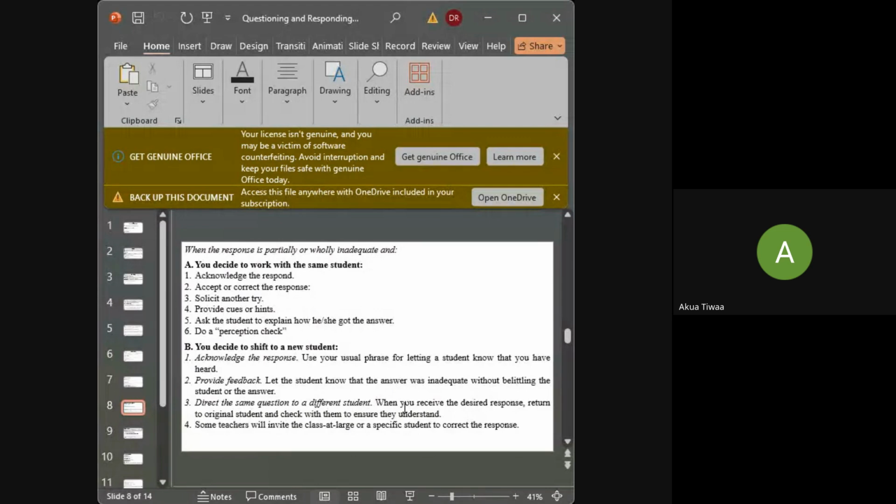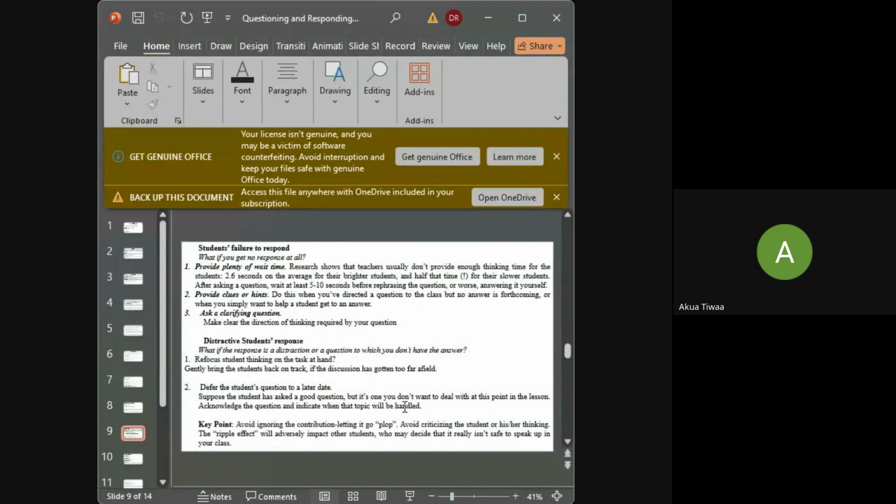So this is it. You ask the question, a student tries to answer. The first one was correct, so you decided to work with the same student. The second one, his answer was not correct, but you also decided to work with the same student. The next one that we are going to look at is when the student fails to respond.